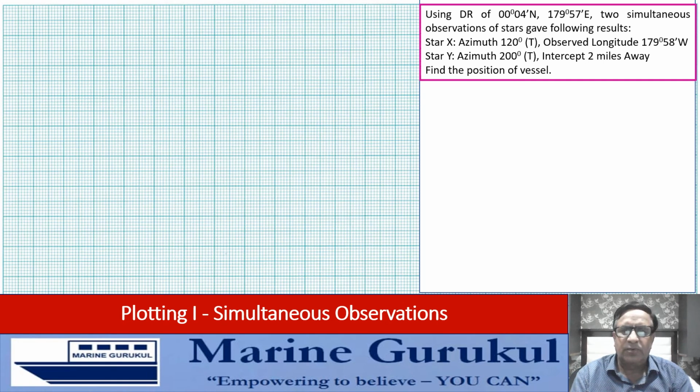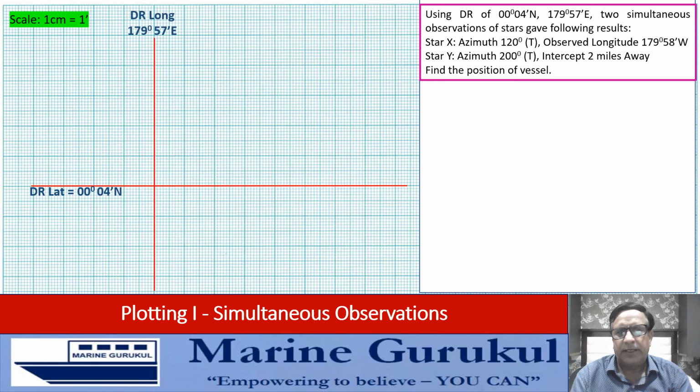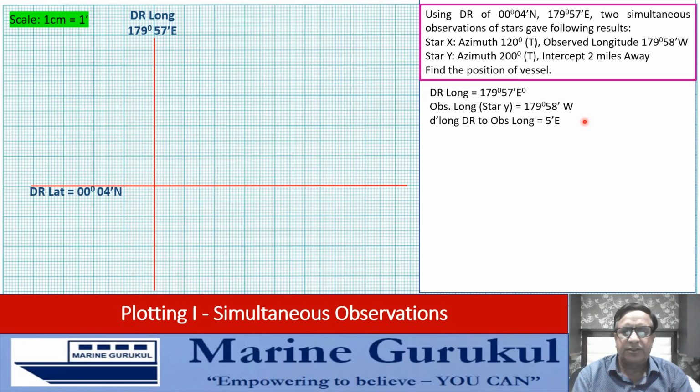I'm sure as far as methods are concerned, no discussion should be required now. Star X by longitude by chronometer, star Y by intercept method. On the graph, you can see the DR lat and DR long coming up. Now to draw the observed long with respect to DR long, we find the D long from DR to observed long, coming up on the right side here, 5 minutes east. We convert this D long into departure, and departure also happens to be 5 minutes east.